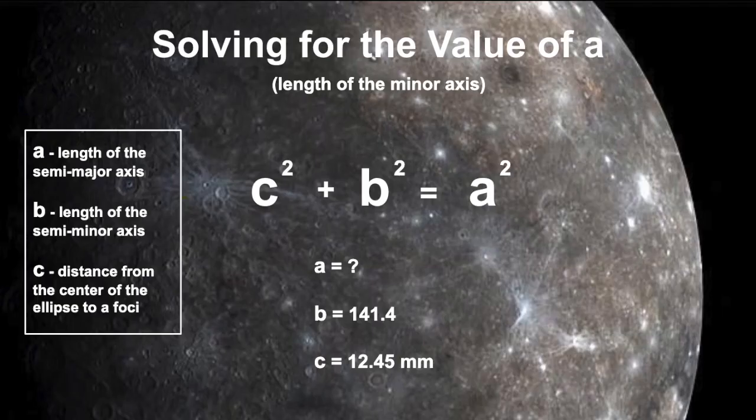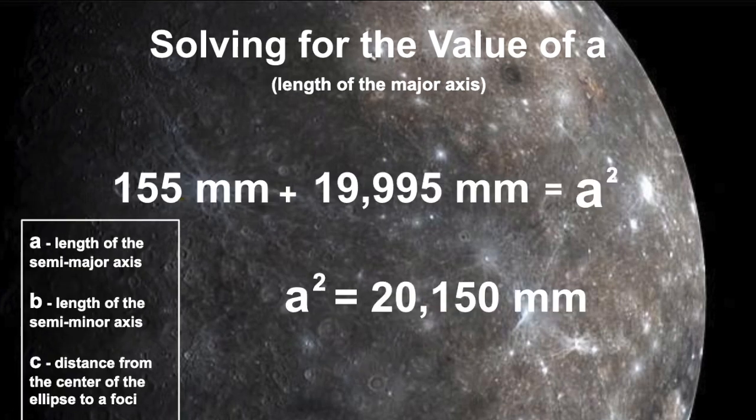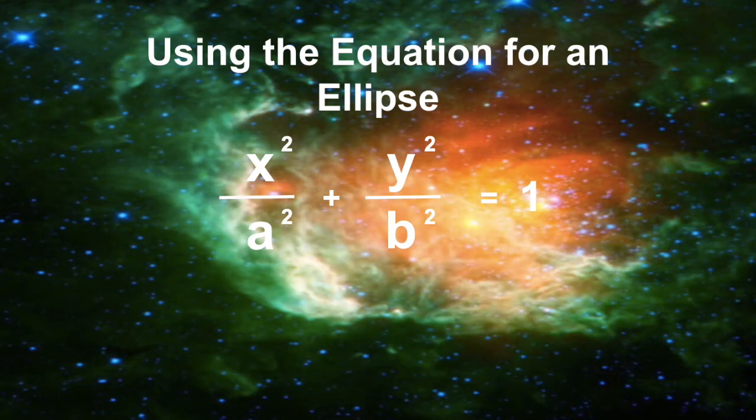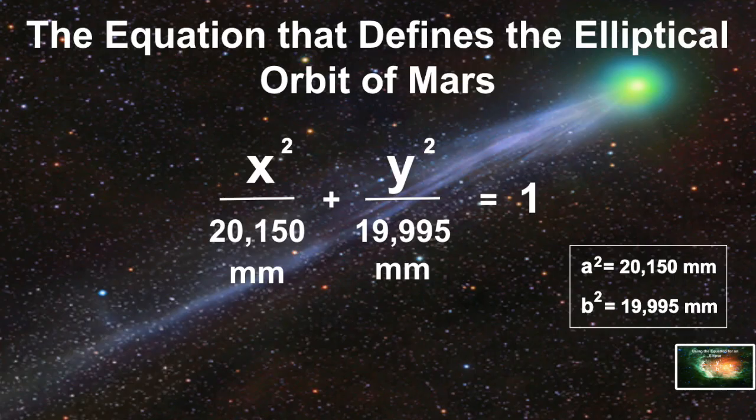Now that we know what b and c are, we can use our knowledge of precalculus to find a. In an ellipse, c squared plus b squared equals a squared. When you plug in the known variables of b and c, we can determine that a squared equals 20,150. Now that we have both a and b, we can plug them in like we did in the previous method. By using the graphing method, this is the equation that defines the elliptical orbit of Mars.